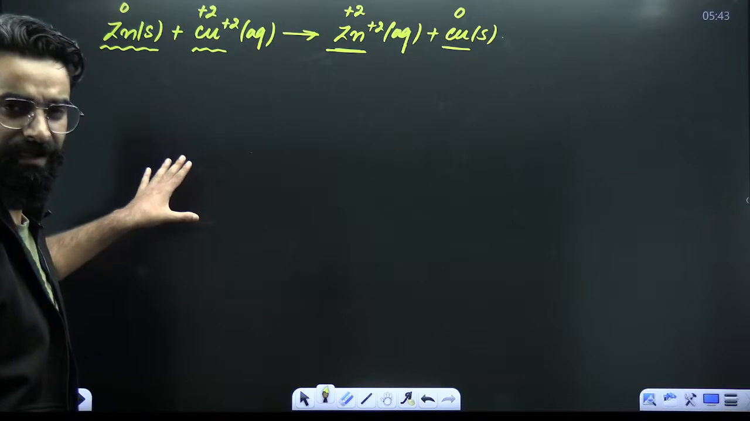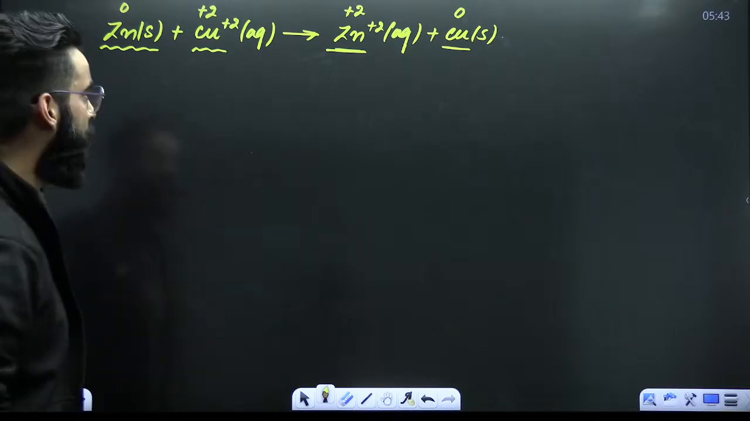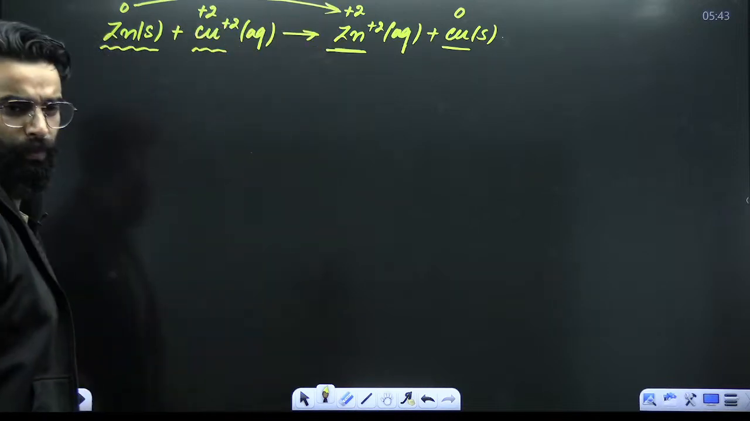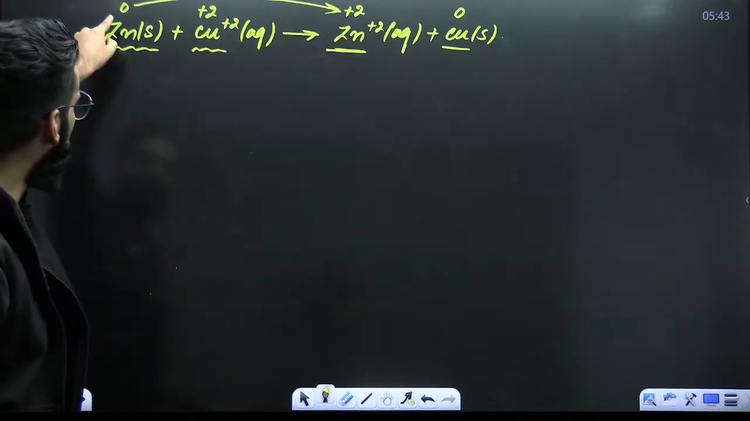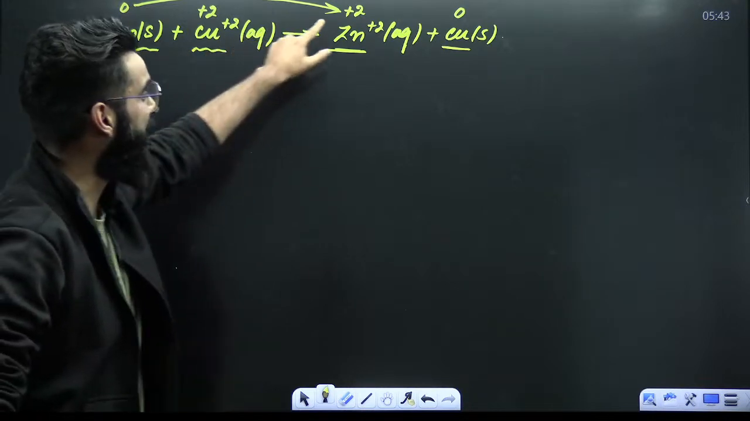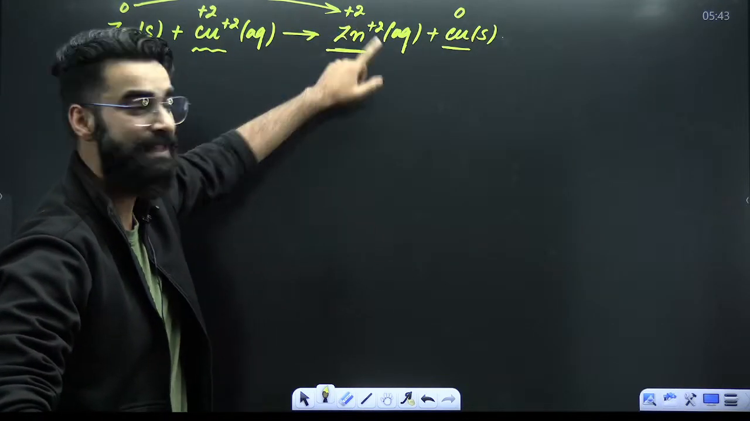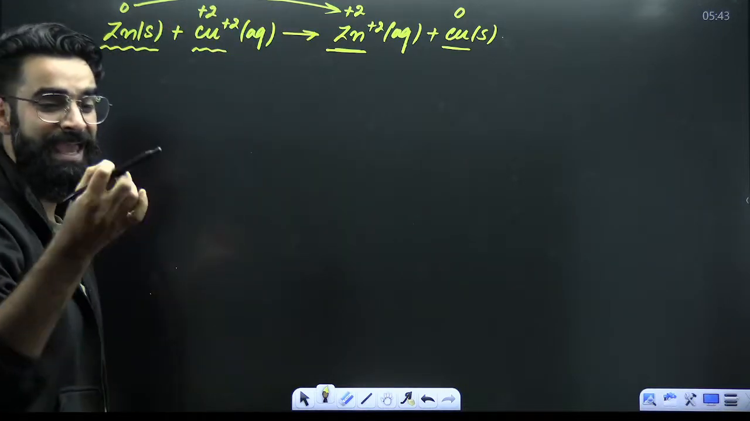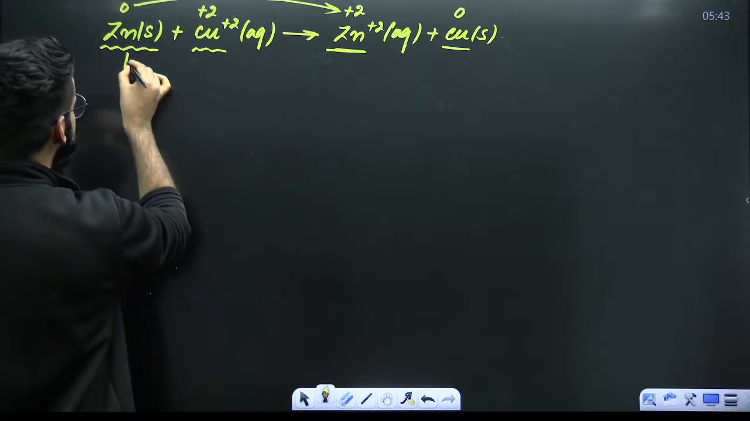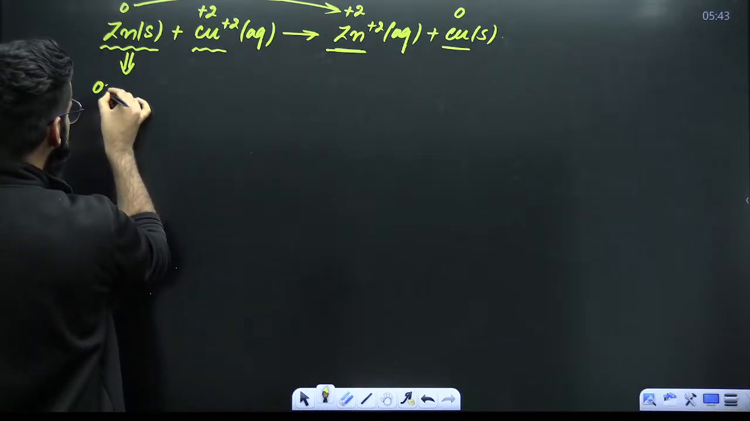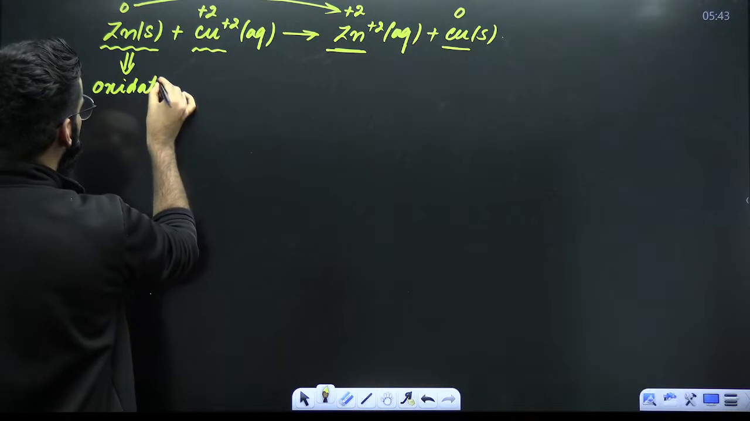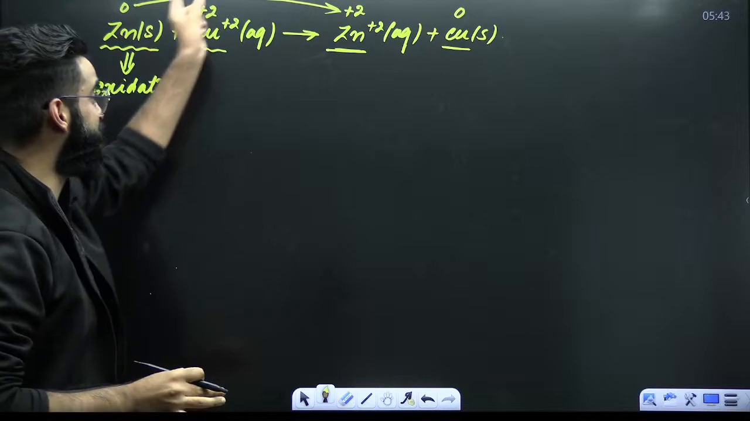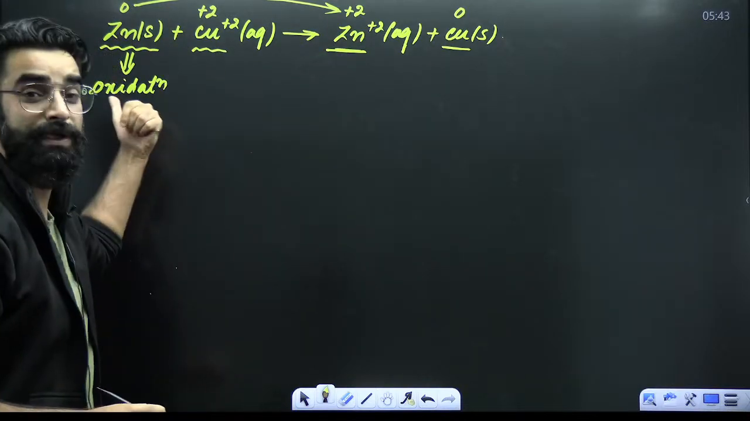Now, my dear students, I want you to check exactly whether the oxidation state of zinc is increasing or decreasing. What do you think? I would say the initial oxidation state of zinc is zero. The final oxidation state of zinc is plus two. So I would say the oxidation state of zinc is increasing with time. And any such species whose oxidation state increases with time, we say that particular species is undergoing oxidation. So you got to know the zinc, since its oxidation state is increasing, is undergoing oxidation.